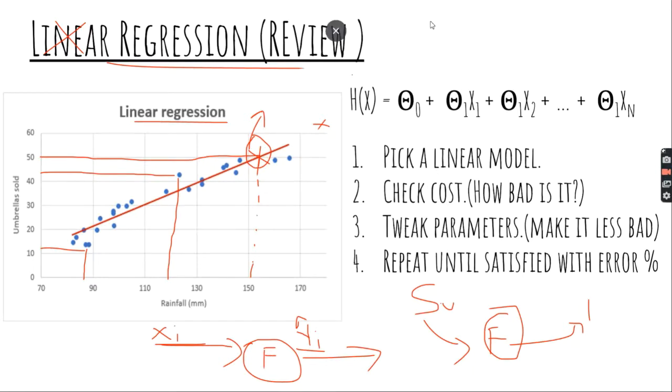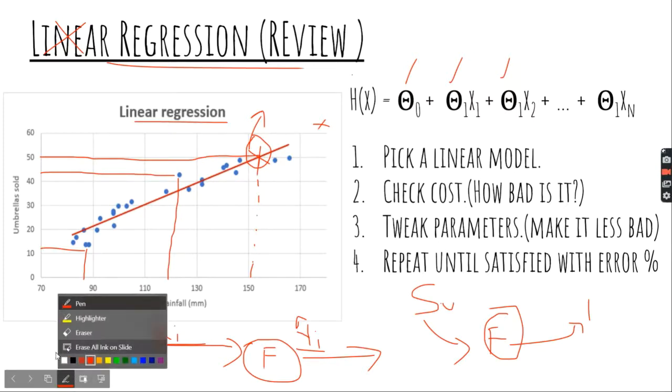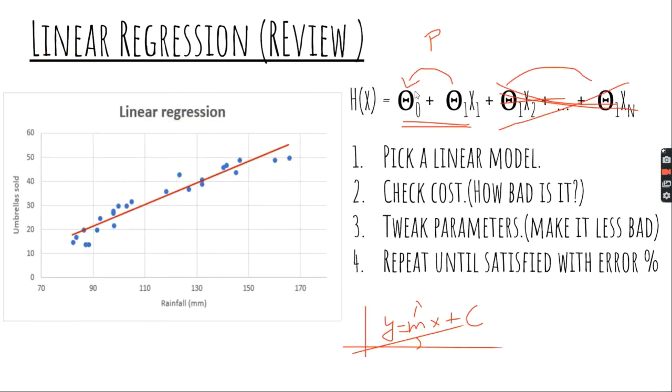Well, every function has to have some tweakable parameters. So in this case, these are tweakable parameters. If you know about your straight line, y equal to mx plus c, so theta 0 and theta 1, this is the Greek letter theta. This kind of equation is very similar to y equal to mx plus c, actually it's the same thing. The c is theta 0 and m is theta 1. This will give you a straight line.